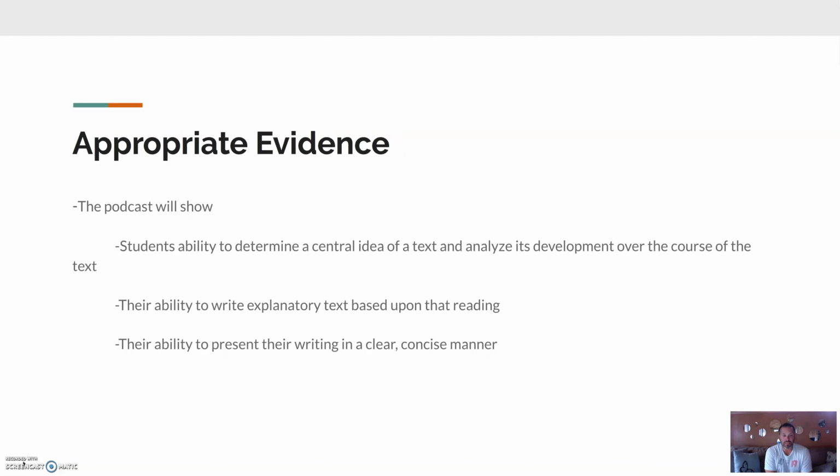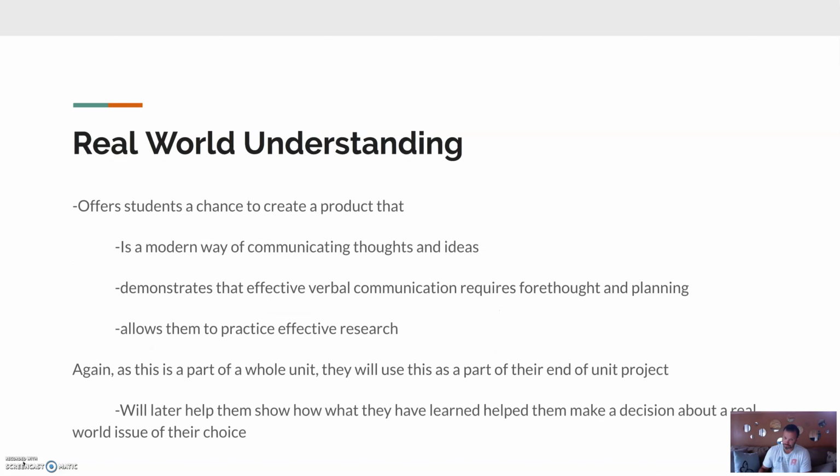The appropriate evidence: this podcast is going to show their ability to determine a central theme, and I always think of theme as the central idea of a text, and analyze its development. It's one of our key state standards here in the state of Kansas. It's also going to test their ability to write explanatory text based upon that reading, and then also their ability to present that writing in a clear and concise manner. They're only going to have a few short minutes for their podcast, so they're going to have to be very clear, very concise when they do that.